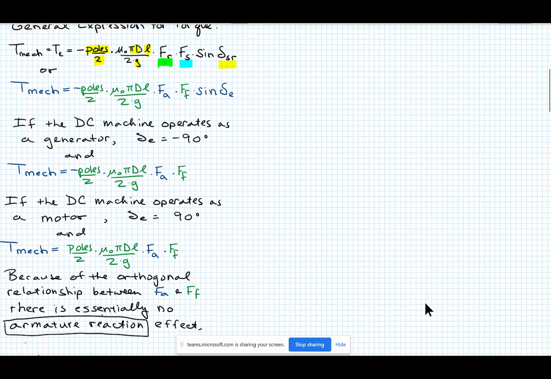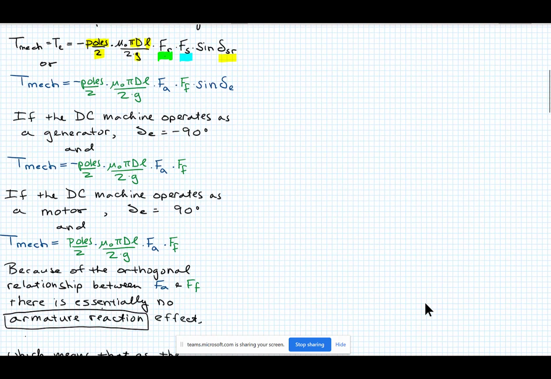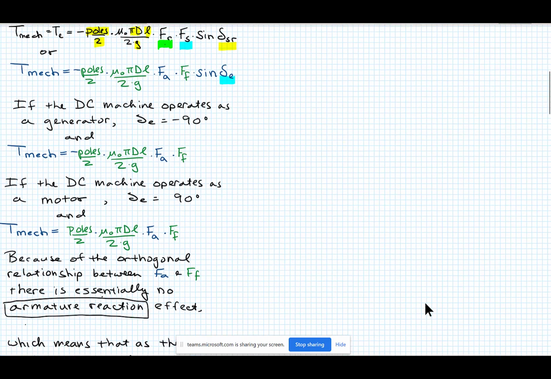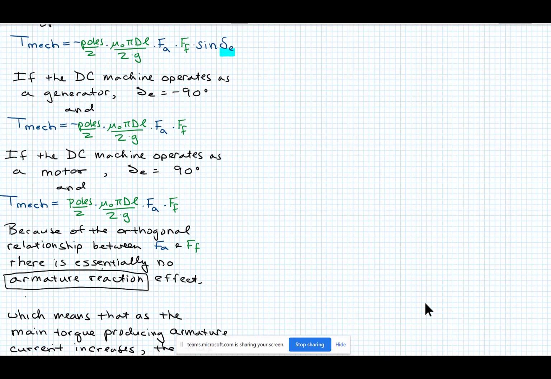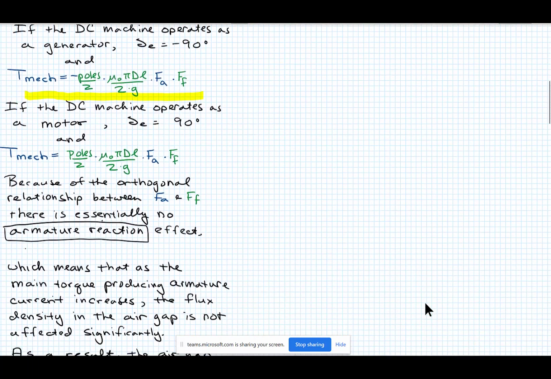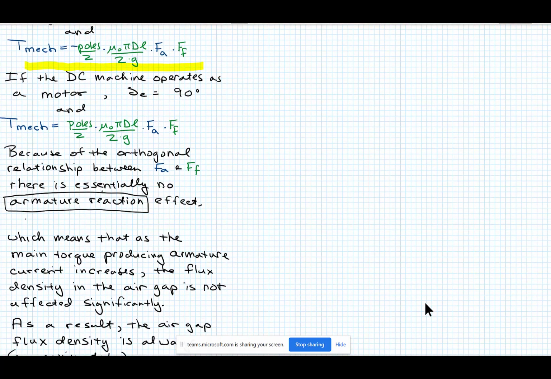So applying this color code, the delta SR here is essentially what we've been calling the electrical torque angle. If it's negative 90 degrees, then you would have this expression right here for torque. It's a negative torque. If you have an angle of positive 90, you would have this expression, which is a positive torque.